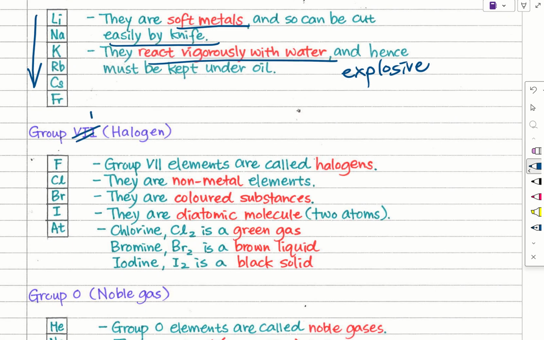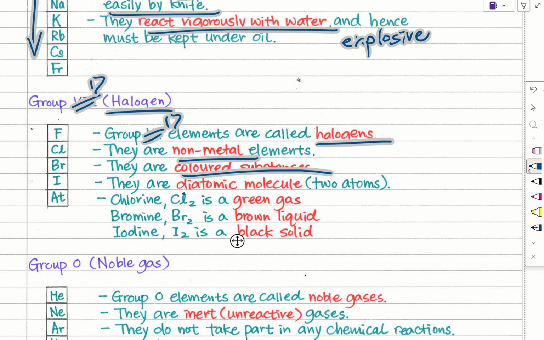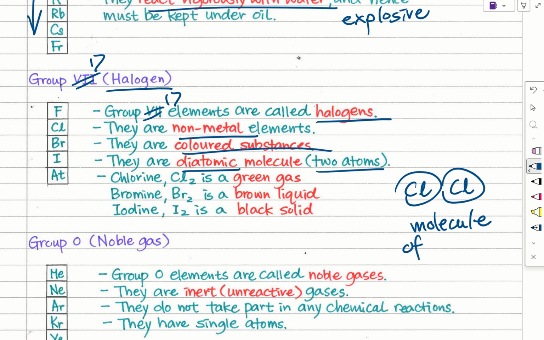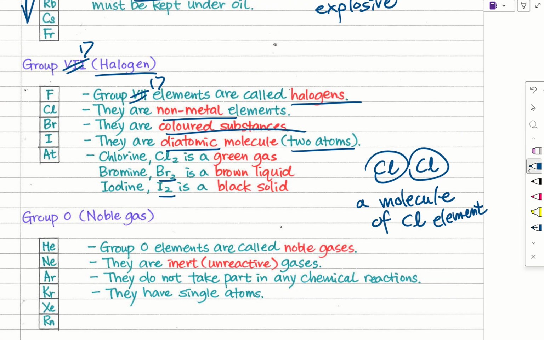Then we have group 17. We call them halogens. They are non-metal elements. They are colored substances. They are also diatomic. Diatomic means 2 atoms, like chlorine, Cl2. So Cl and Cl, they form chemically a molecule. Because they are made of the same kind of element, we can call it a molecule of the chlorine element. It is not a compound because it's still made of the same type of element. So we have chlorine, bromine and iodine.